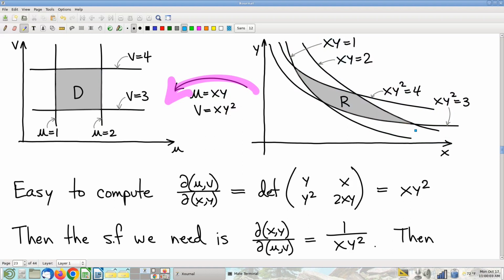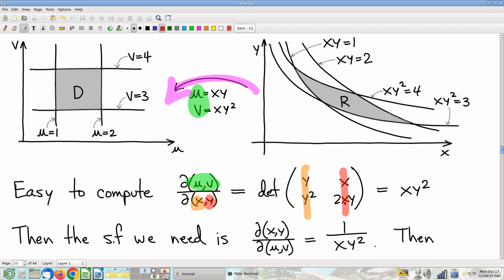So, the stretching factor. Now, I can't, at this point, compute the partials of x and y because I don't know x and y. So I can't compute partial xy, partial uv. What I can compute is partial uv, because I have formulas here for u and v, and I can take their partials with respect to x and y. And thus I've computed partial uv, partial xy. That's a little algebra, and there you go.